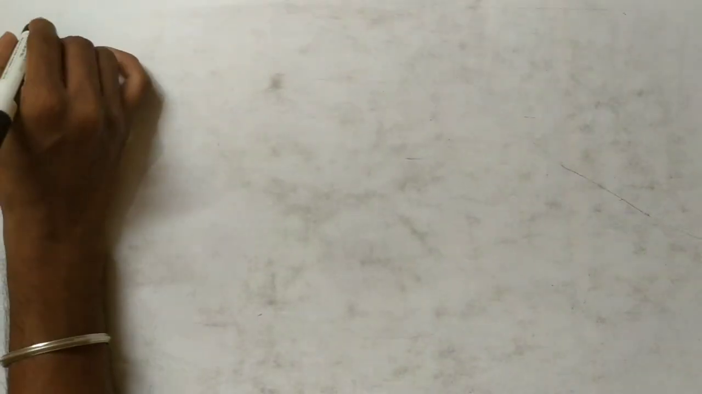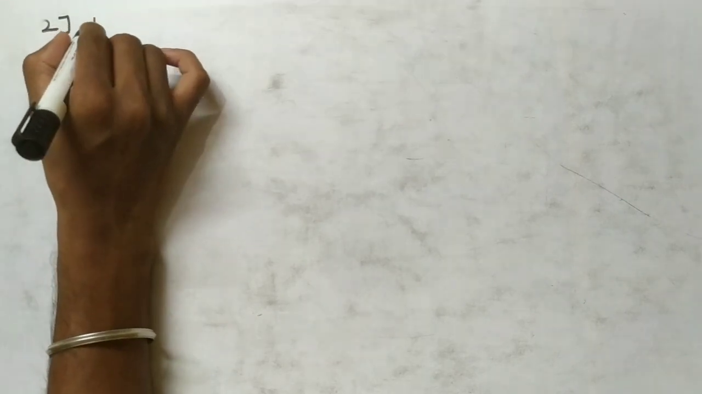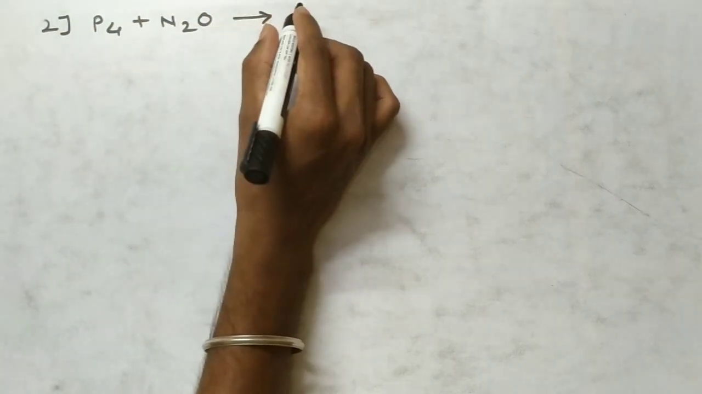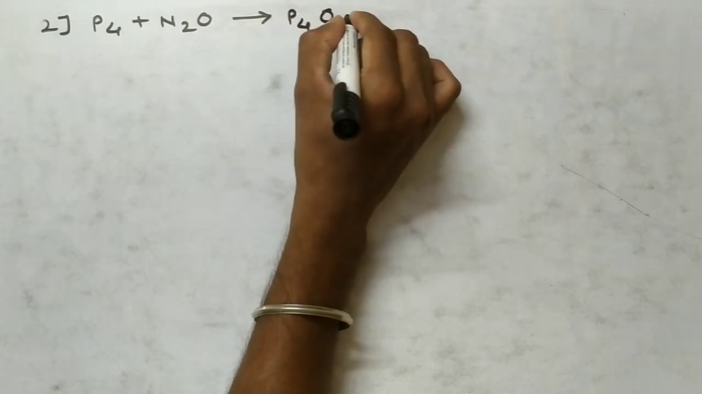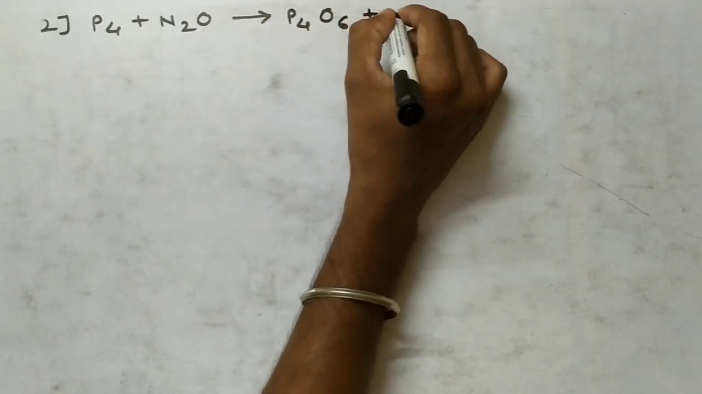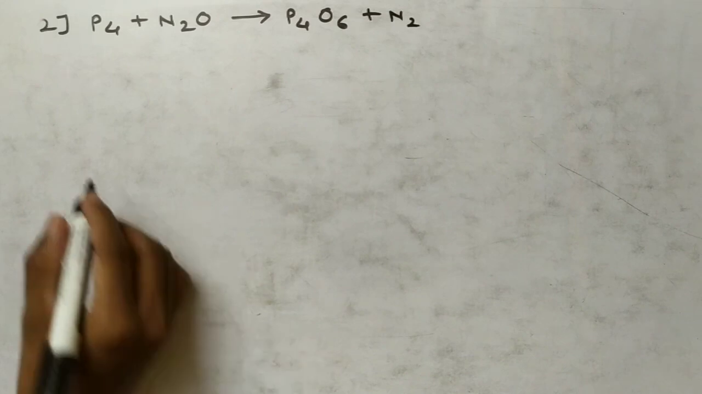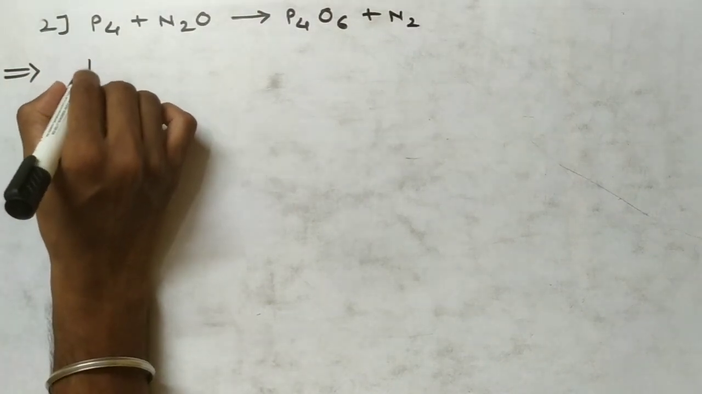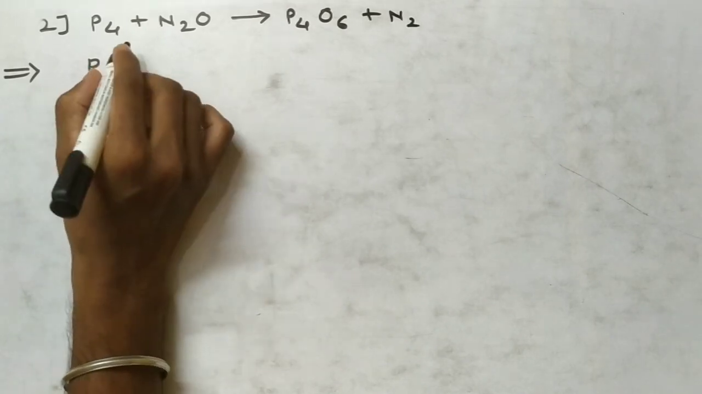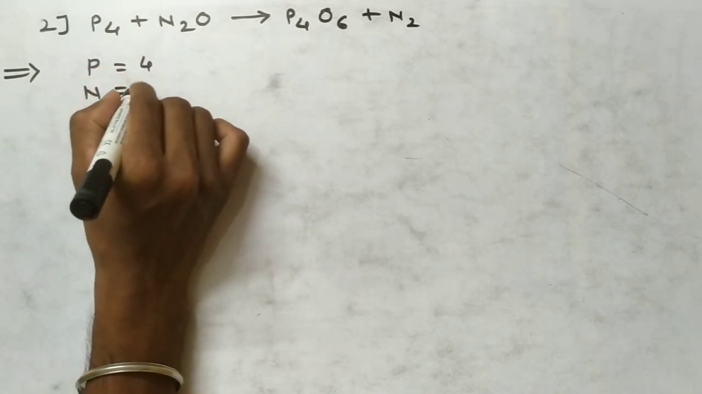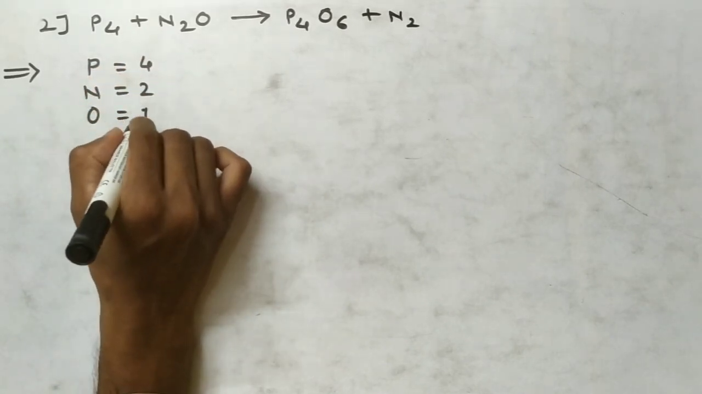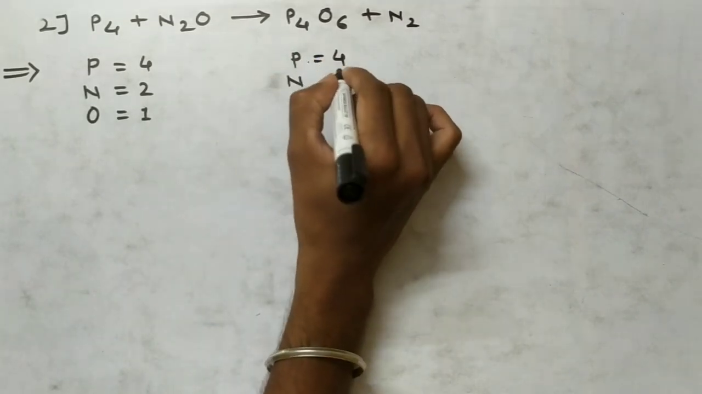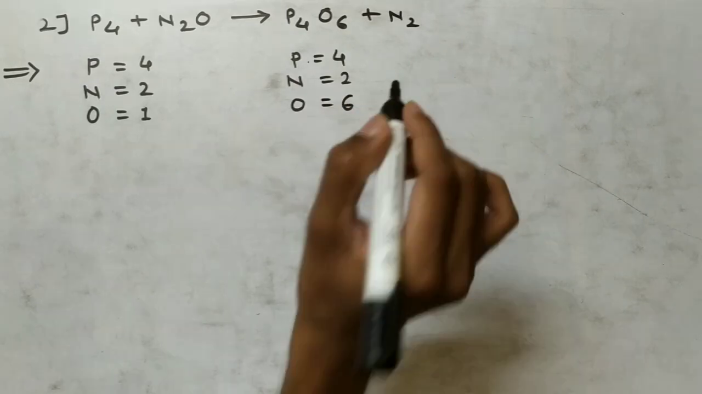Now let's see the second example. P4 plus N2O, that will give P4O6 plus N2. Now let's write down the number of elements present on the reactant side and product side. So P, N and O. So phosphorus 4, nitrogen 2 and oxygen 1. On the product side, phosphorus 4, nitrogen 2 and oxygen 6.